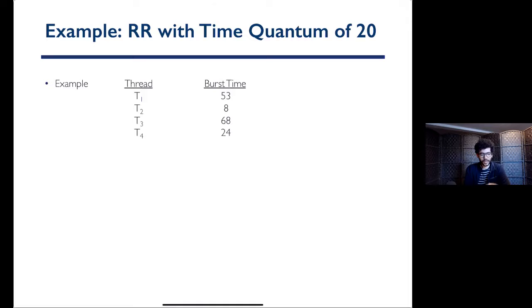I'm not asking you to memorize this, but we're going to come back to this example later on. So I have 4 tasks, T1, T2, T3, and T4. Let's assume that's the order of the tasks in the queue: T1 is first, then T2, T3, and T4. And these are the execution times for each one of them.